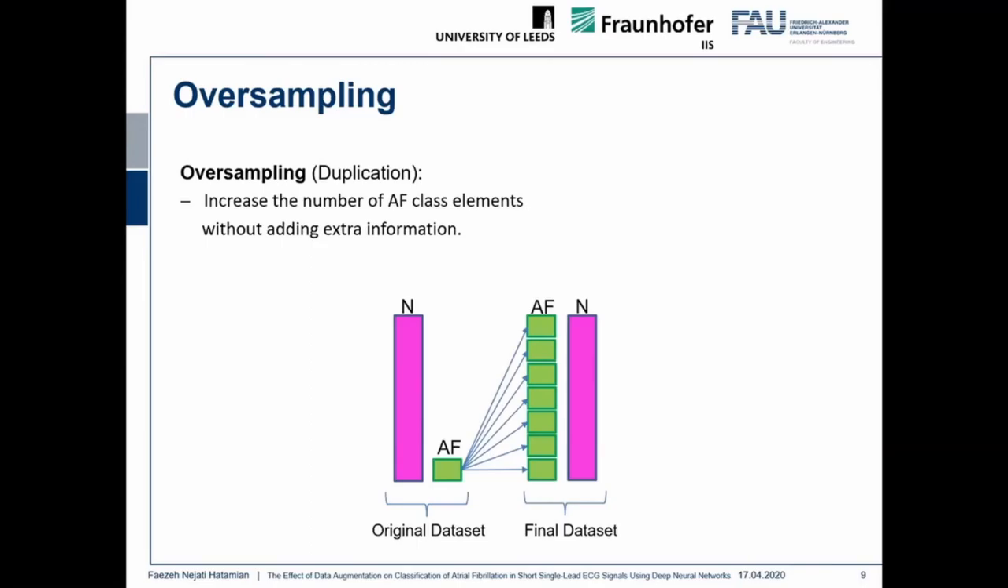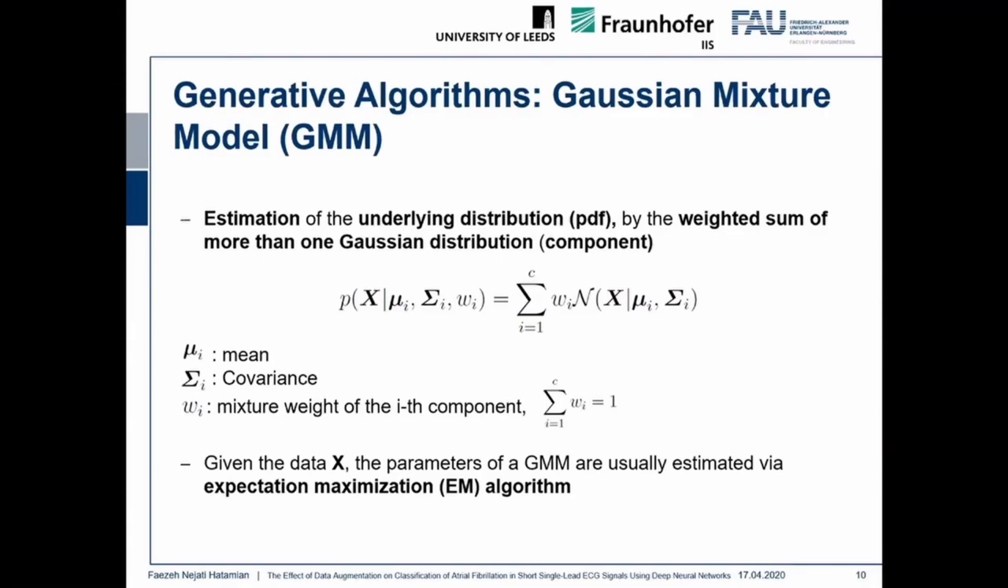So that's why we thought of using generative algorithms like the Gaussian mixture model. If we have access to the source distribution of the data, we can sample as many samples as we need. But in the real world, this is not the case. We have access to the data only, but not its source distribution. Here, GMM comes into play and says, if I have more than one Gaussian distribution or component, I can weight them and sum them up and then estimate the underlying distribution of the data. Here you can see the formula of the Gaussian mixture model. W represents the mixture weight, X is the data, mu is the mean, and sigma is the covariance matrix. In order to estimate these parameters, GMM uses the expectation maximization algorithm.